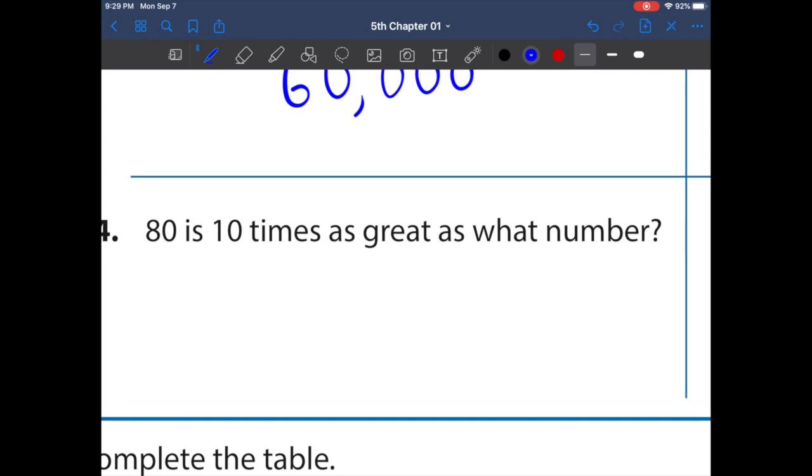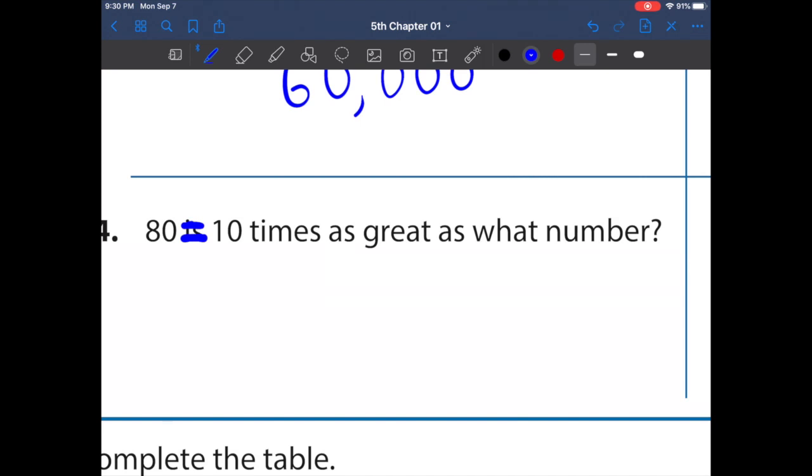Let's try another one. This time they're trying to trick you, so they're rewriting the question. It says 80 is. Remember we said the word "is" means equals. So 80 equals something, or 10 times as great a number as what? So 80 is 10 times as big as what number? And so if we're thinking about this, we have to multiply.